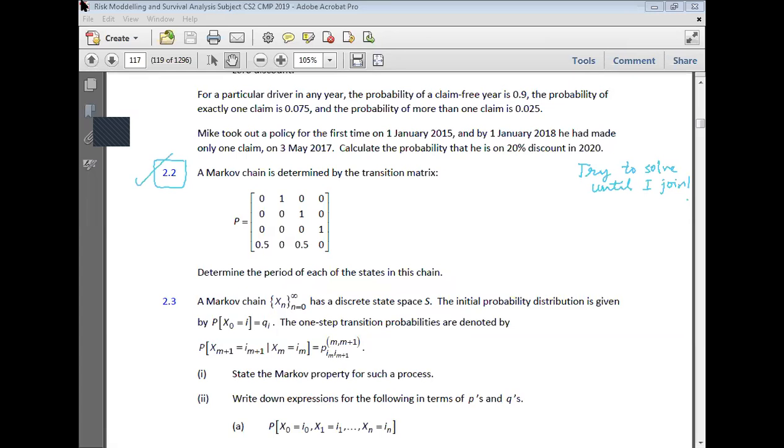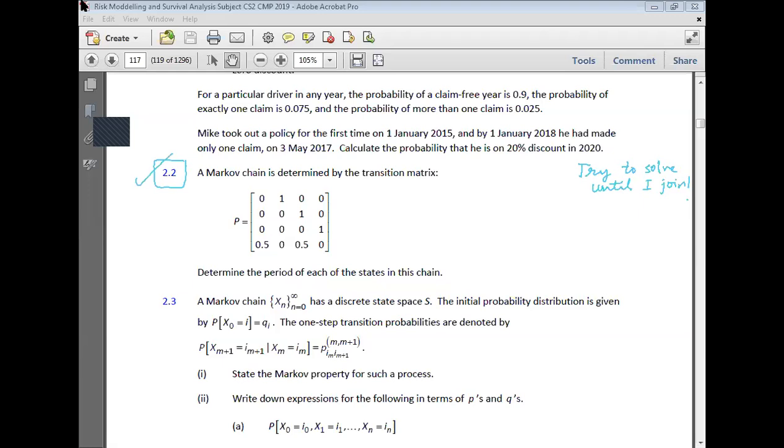Good. So, did you guys try to figure out this 2.2? Yes, ma'am. And what did you do? What was your very first step? Drew the diagram. The transition diagram, right? Okay, so let me just draw the transition diagram.